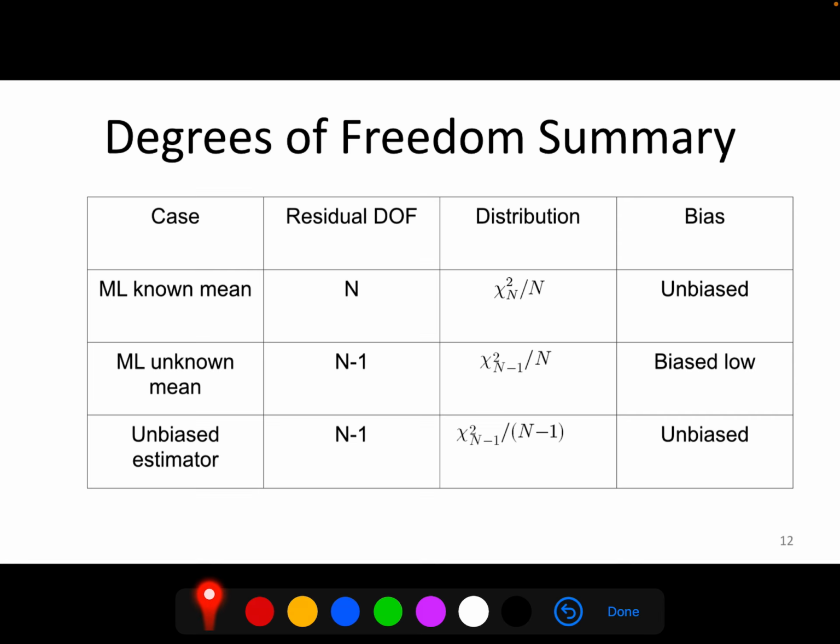The unbiased estimator is defined as the sum of the squared residuals divided by n minus 1. So this division corrects the degrees of freedom loss. The unbiased estimator is unbiased.